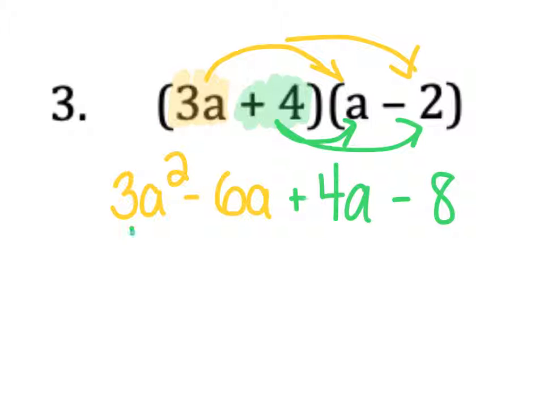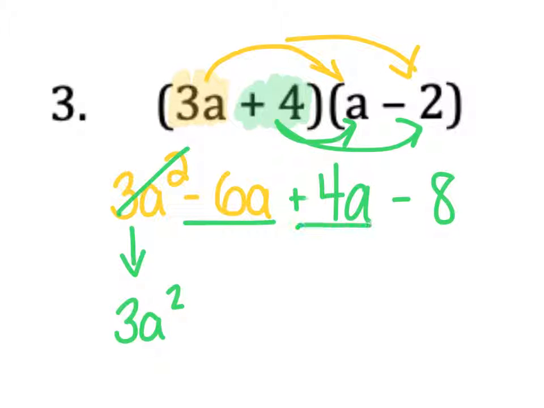Look for any like terms. Just bring down this 3a squared. There's nothing like with that. But then I have negative 6a plus 4a, which is negative 2a. Finally, bring down the minus 8.